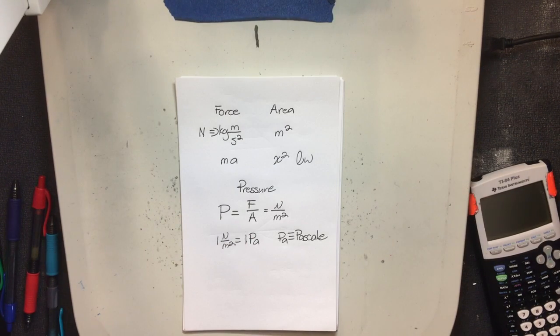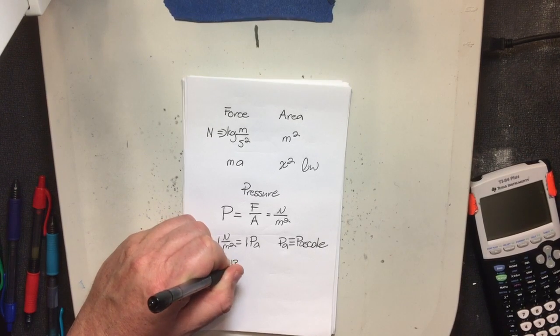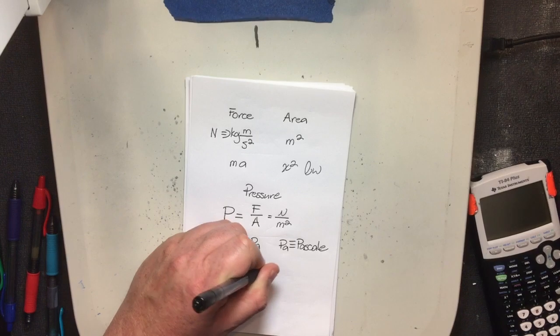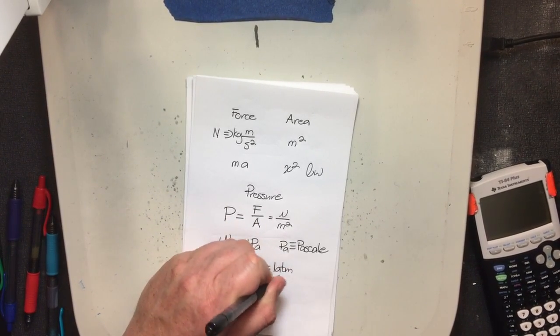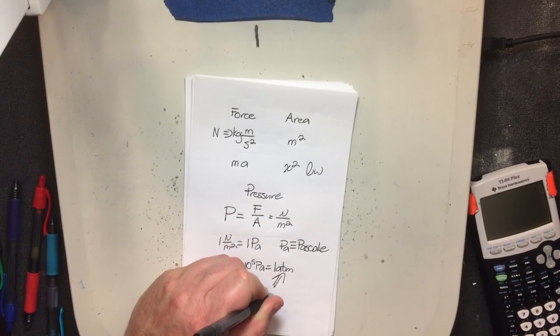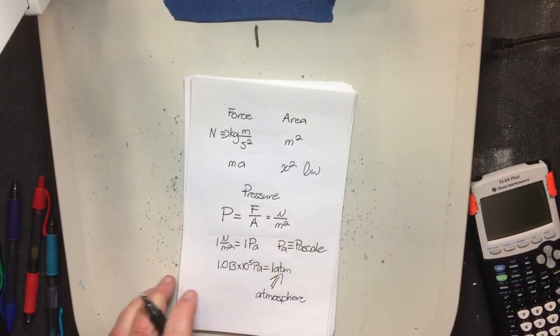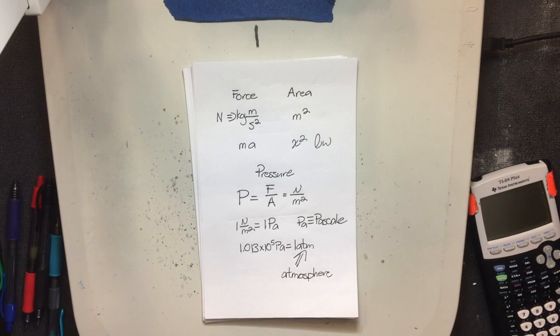And what we're most familiar with is air pressure. The air is pushing down on us, and 1.013 times 10 to the 5th Pascal is equal to 1 atmosphere of pressure.